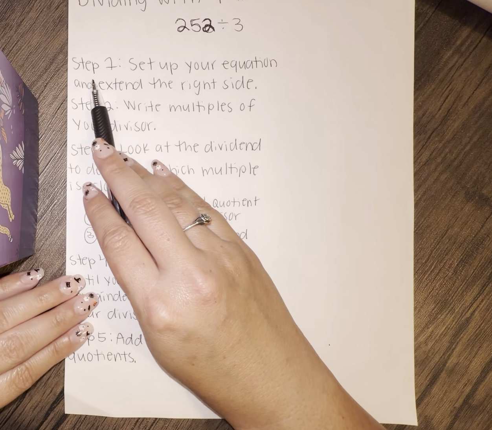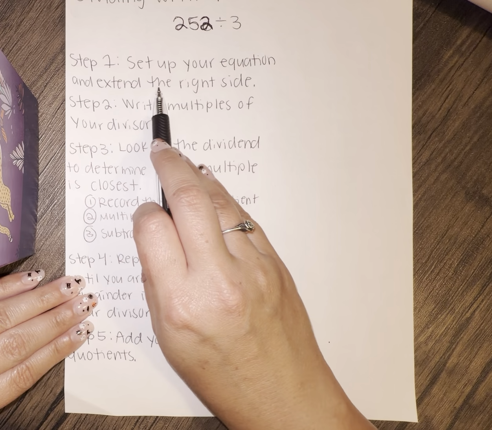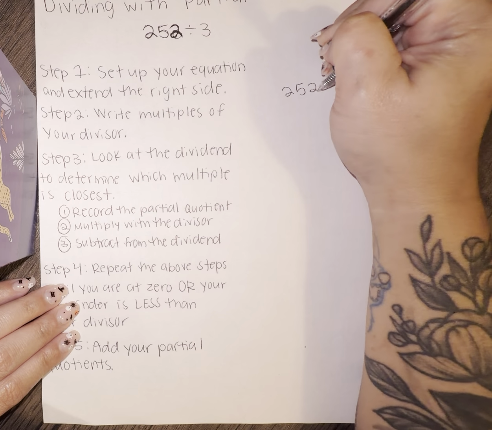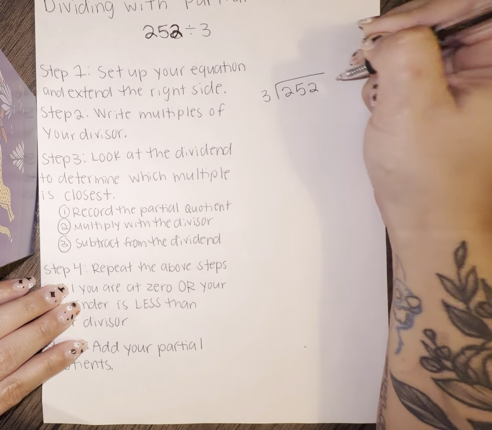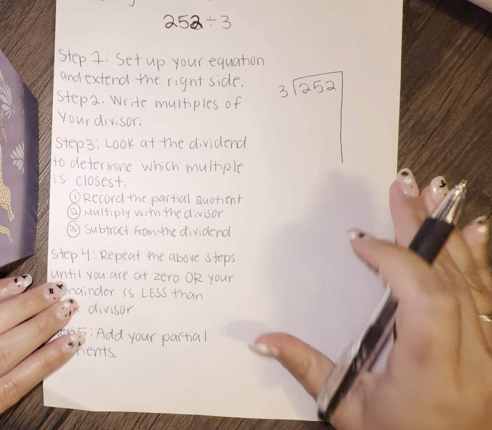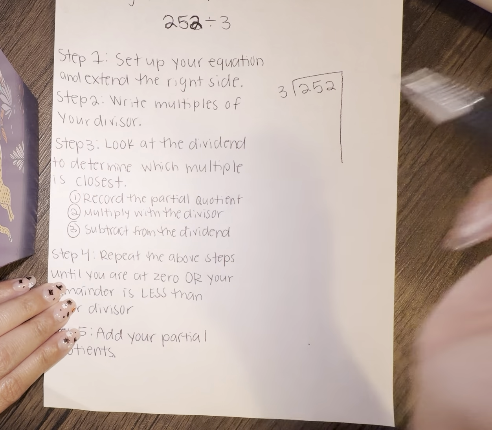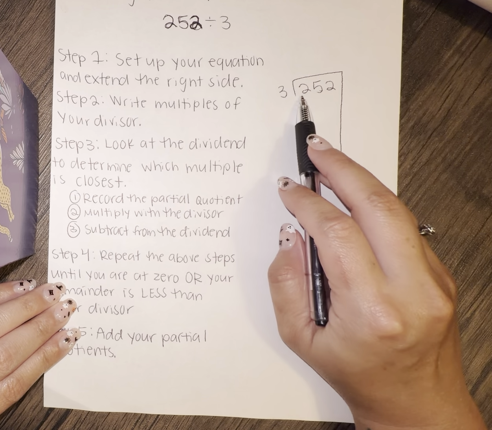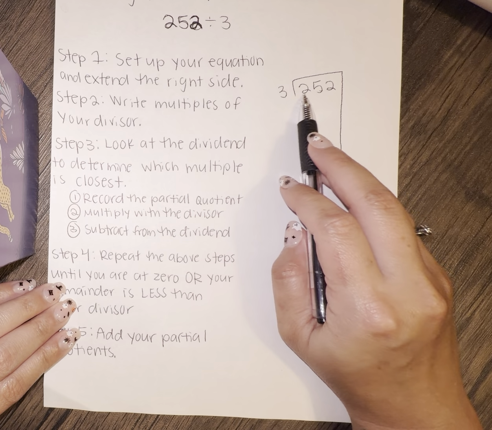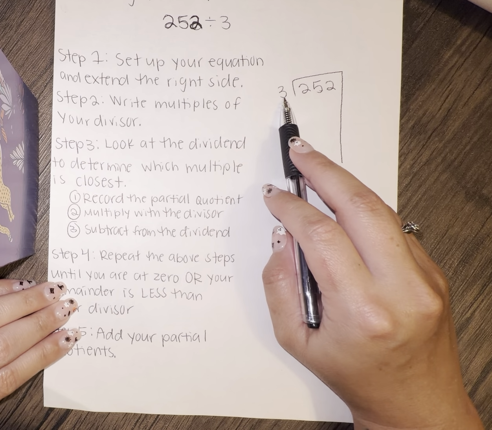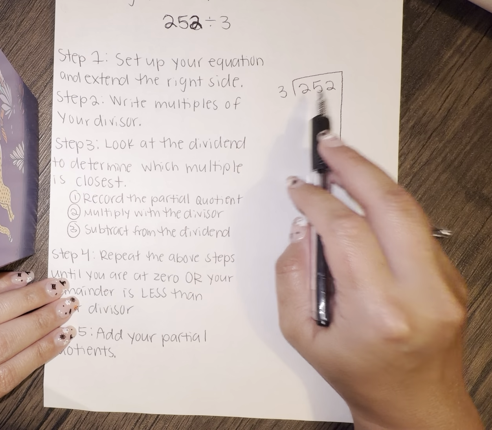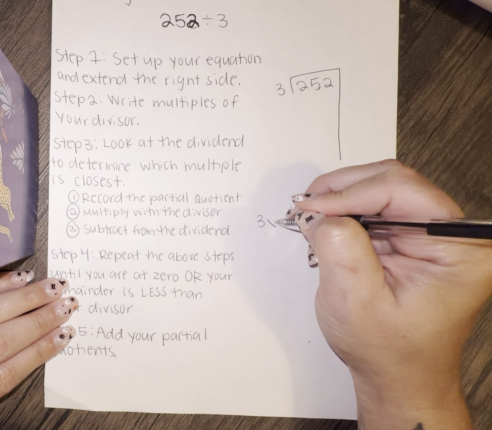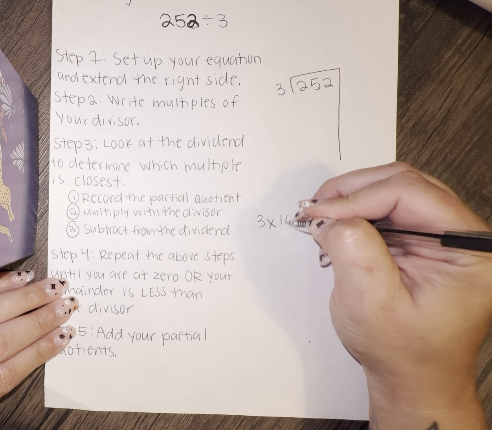All right, so step 1, we're going to set up our equation and extend the right side. Let's do that. All right, step 1 is done. Step 2, write multiples of your divisor. Our divisor is 3. Now, remember when I said we have 2-digit, 3-digit numbers? Let's take a look at that first one here. I see 25. So I can take my 3 and I know that I need to multiply it by multiples of 10. So I'm just going to start here by doing 3 times, let's start with 100.